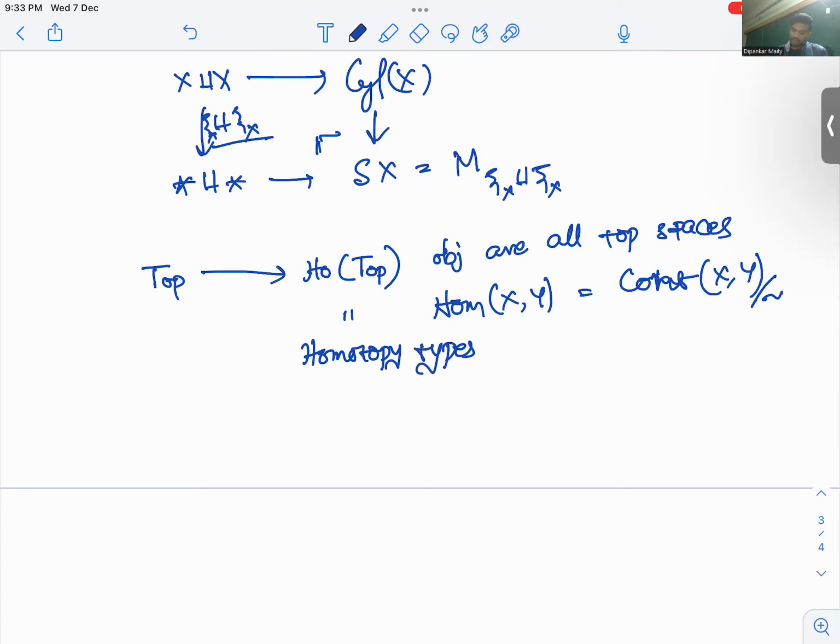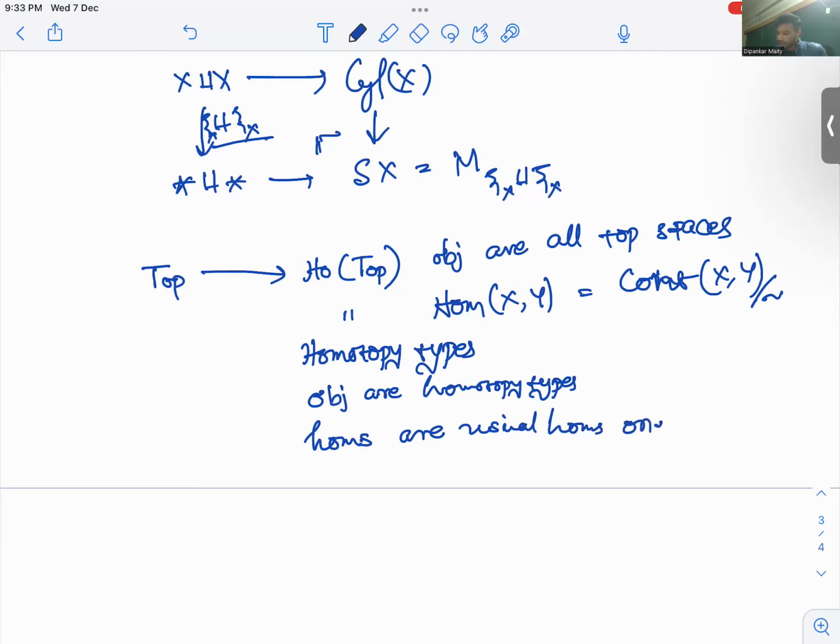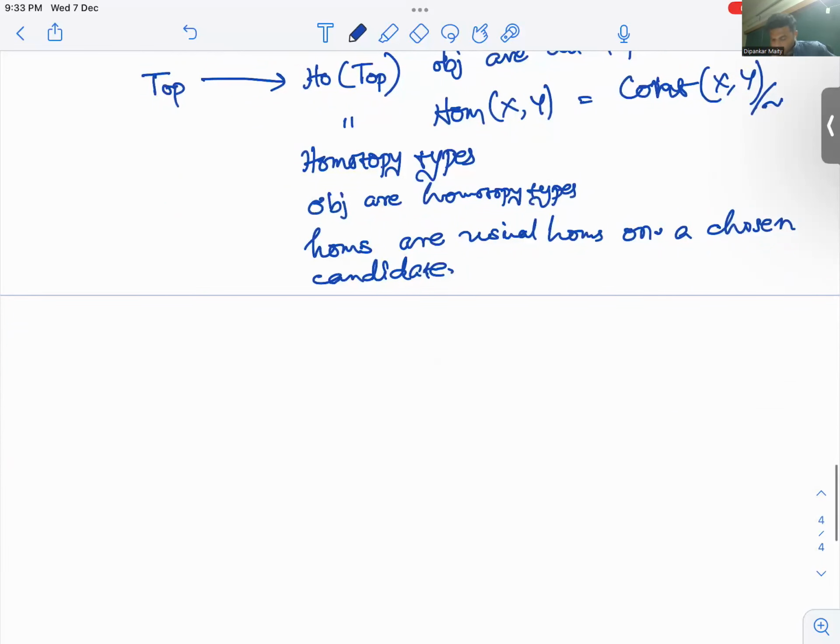By that, what I mean is that the objects are homotopy types, and homs are the usual ones. They're equivalent.